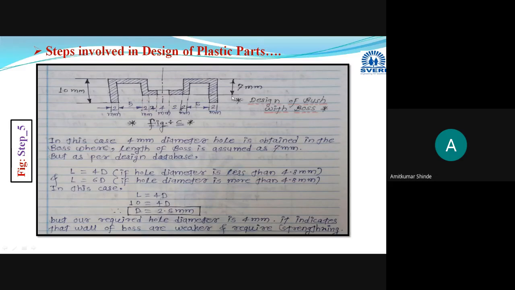The boss is there to help in the assembly of the manufactured bush to the leg of the chair. Here this is just a consideration. Now in this way our initial design is modified. Here the diameter of this hole is 4 millimeter.